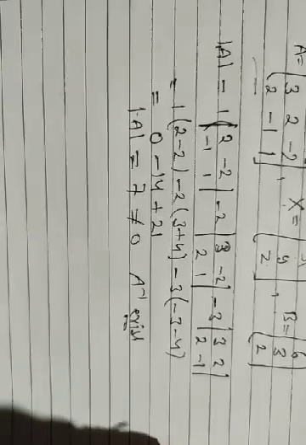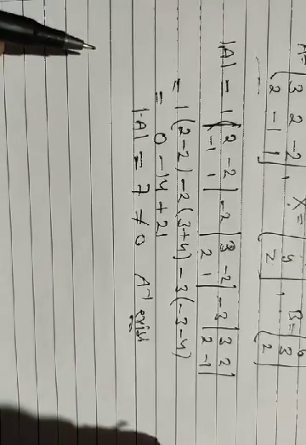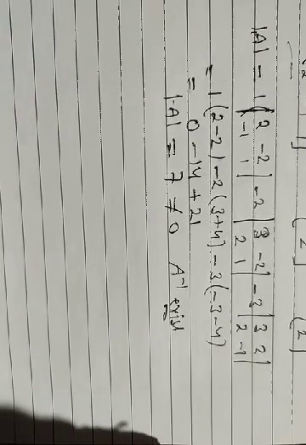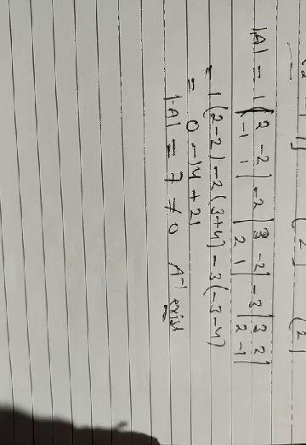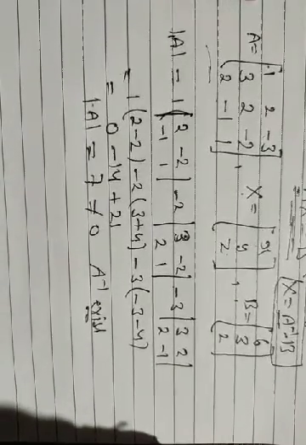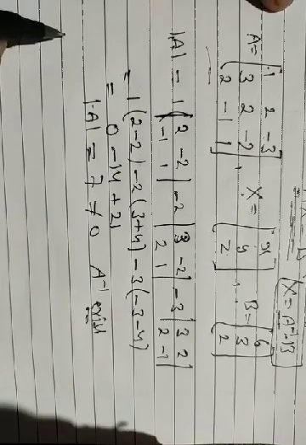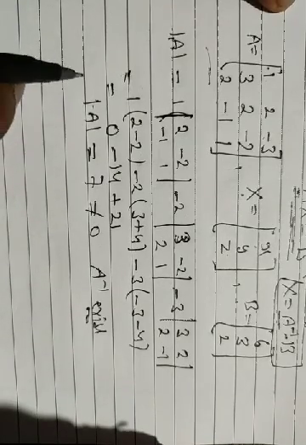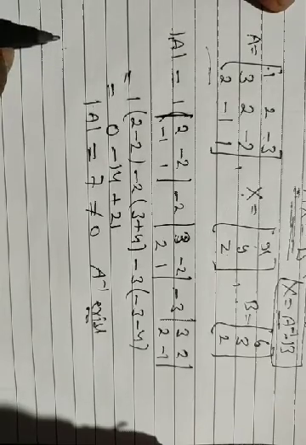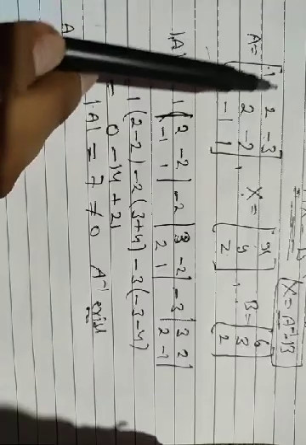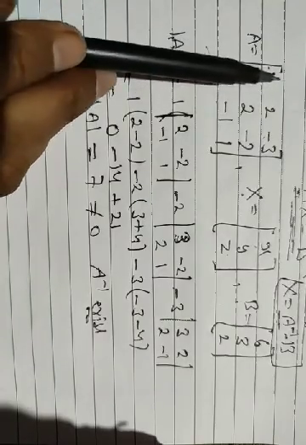Now we get our det value there. Now we are going to proceed to find the adjoint of A. How do we get the adjoint of A? By getting the cofactors. We are going to find the cofactors first. We are going to get the cofactor A11. How do we get cofactor A11?